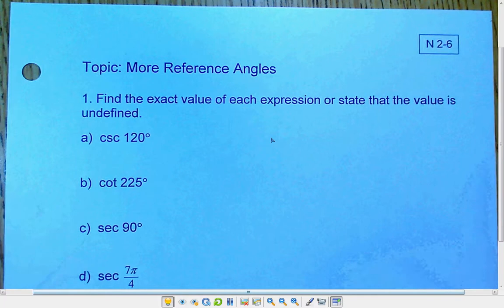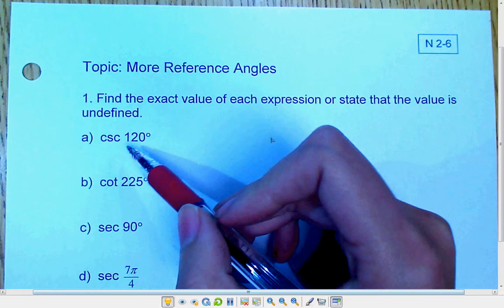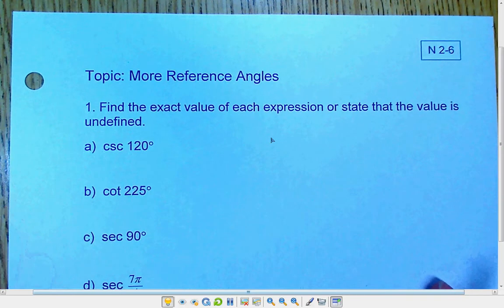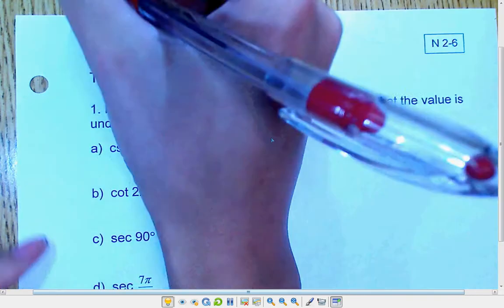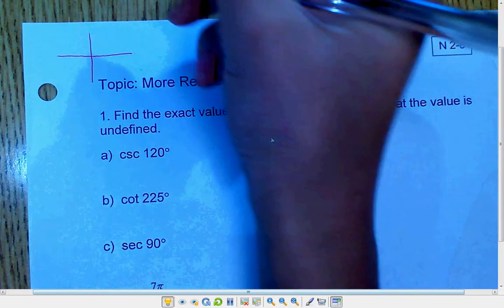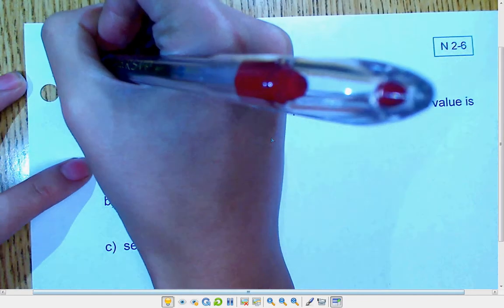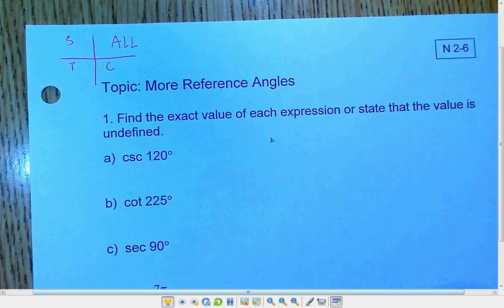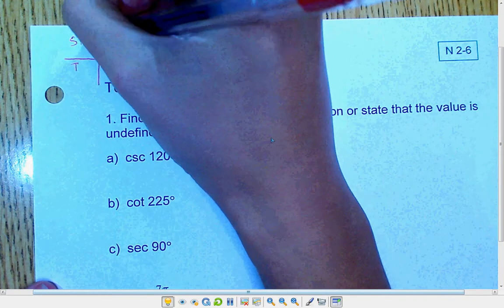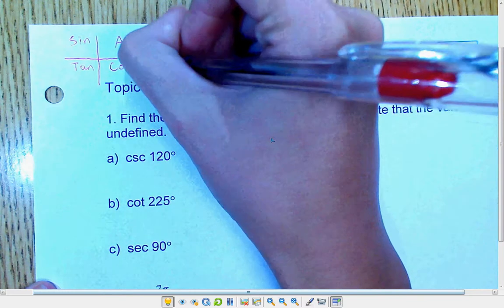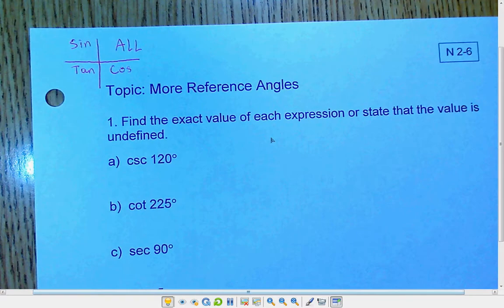So today we're going to look at the reciprocal functions, so cosecant, secant, and cotangent, for what we were doing yesterday with finding trig ratio. So we're going to start off again with drawing our All Students Take Classes, but this time we're going to add to it. So All Students Take Classes, our second quadrant is where sine is positive, third is where tangent is positive, fourth is where cosine is positive. So right now I'm also going to add the reciprocals.